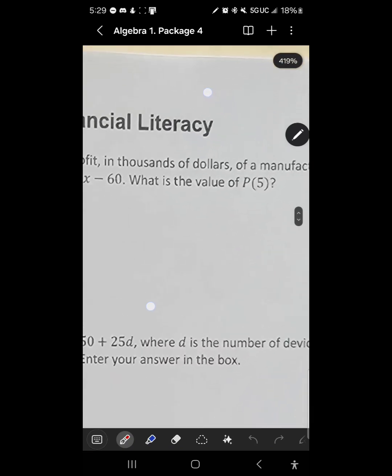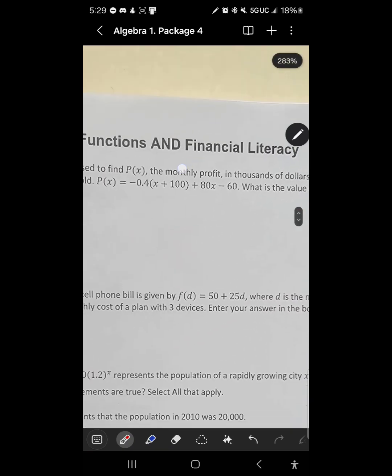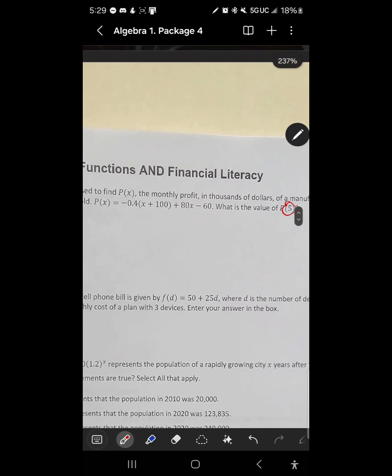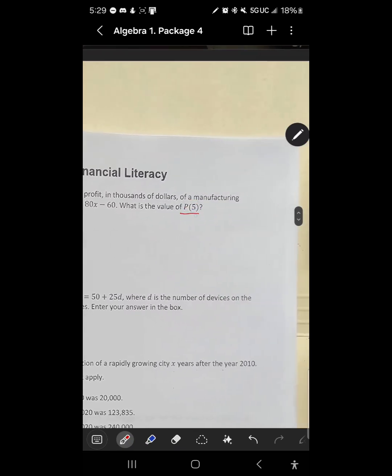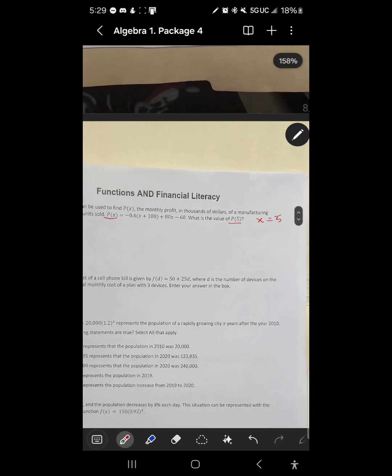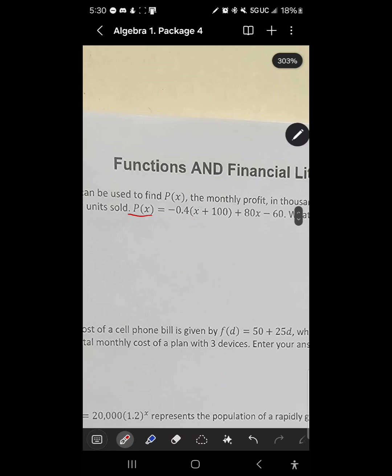So basically, every time you see a variable here, it just means that in this case, x, you see, here is P(x), here is P(5). So therefore, x will be equal to 5. P(x), the variable inside of the parentheses, then you see 5 inside of the parentheses, so x equals 5. So what we are going to do is just substitute the value of x inside of the equation.